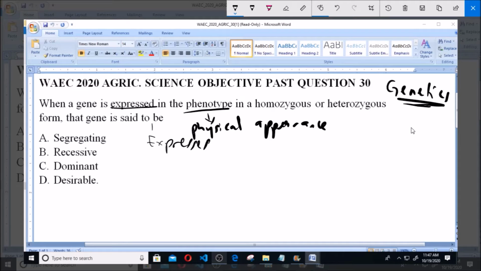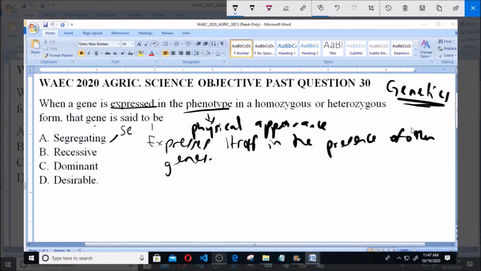of other genes? Now option A says segregating. Segregating genes basically refers to all genes, as all genes segregate or split during cell division. So it has nothing to do with expression, so it is not the answer to this question.